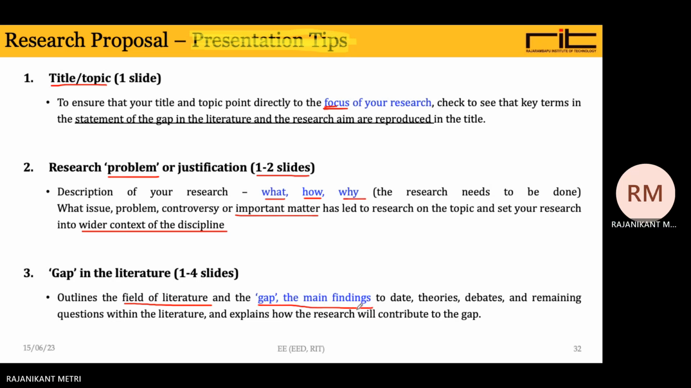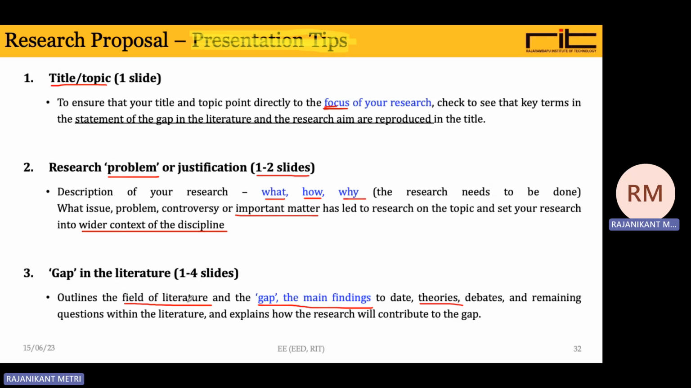And what are the main findings up to date, what are the different theories, what are the discussions by previous researchers, and what are the remaining questions or problems which are still not answered. One needs to highlight these things in these 3 to 4 slides. In some cases people summarize it within 1 or 2 slides. So the maximum should be up to 4 slides.